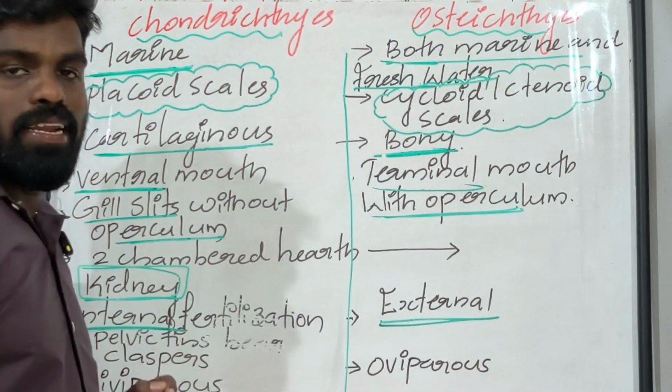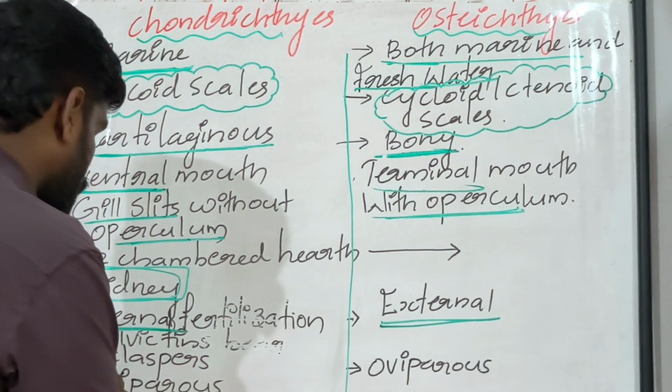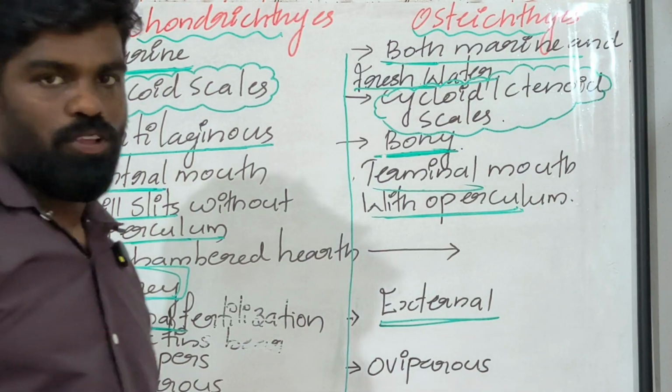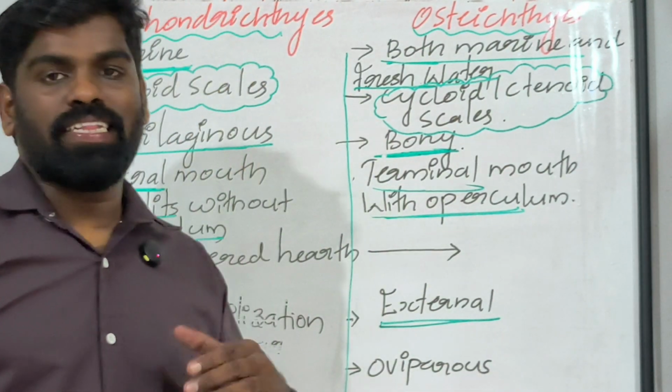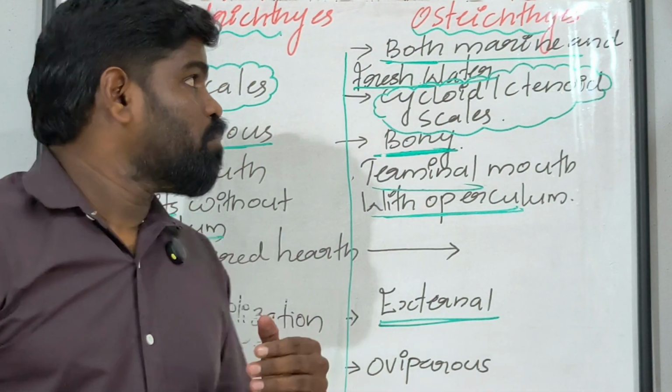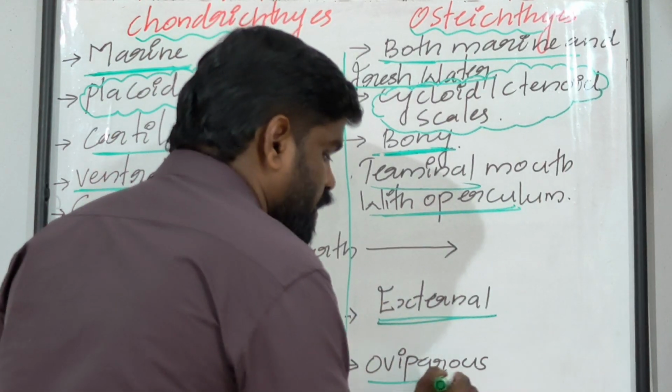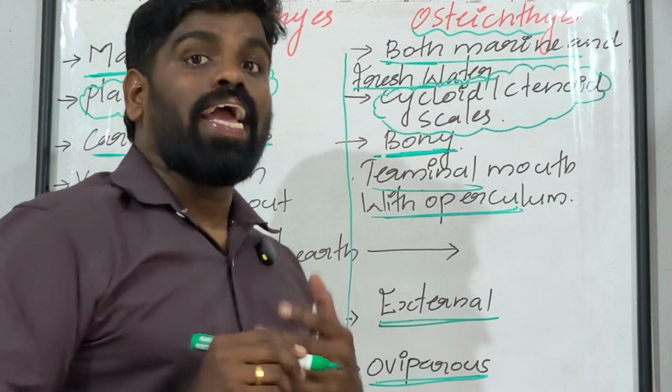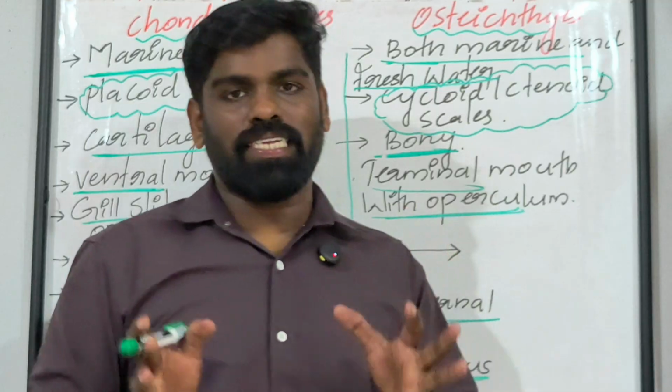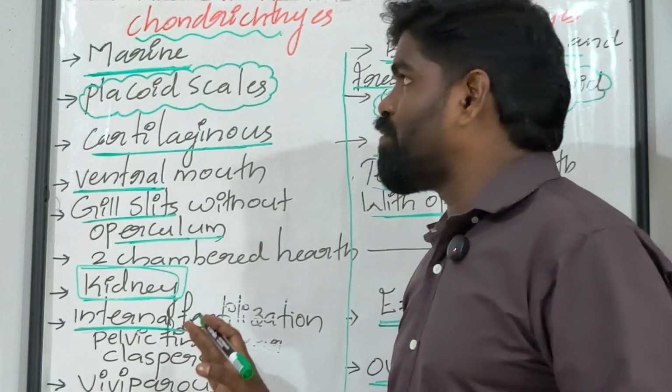Now, next, in case of Chondrichthyes, they are viviparous. Chondrichthyes are viviparous. They will give birth to the young ones. But in case of Osteichthyes, they are oviparous. They lay eggs. Okay, so that is the major difference. You have to go through it.